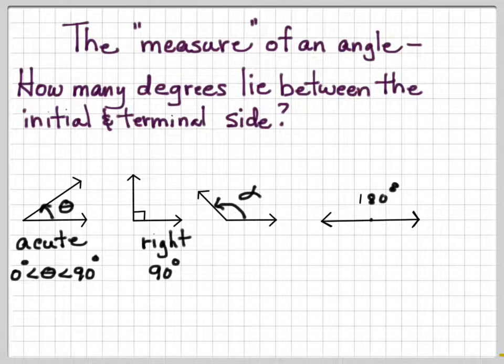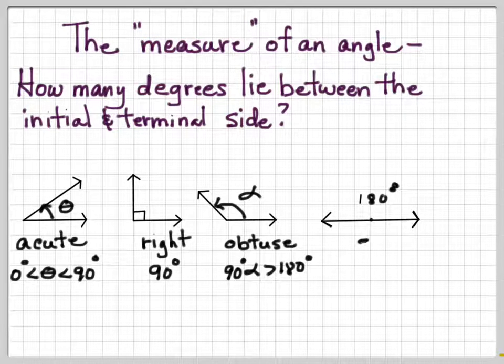The next one is, alpha here is an obtuse angle, and an obtuse angle lies between 90 and 180, but it can't be 90 and it can't be 180. The last one is a straight angle, which is also just a line.